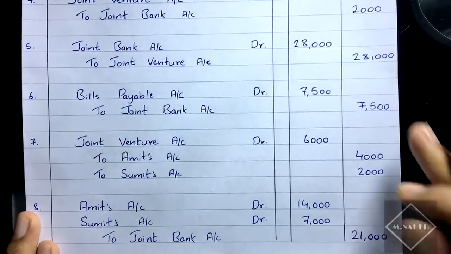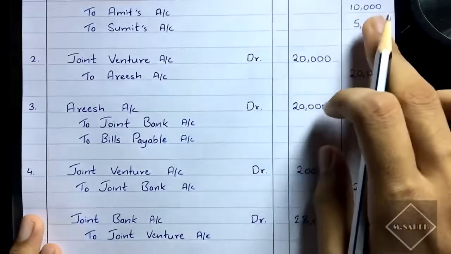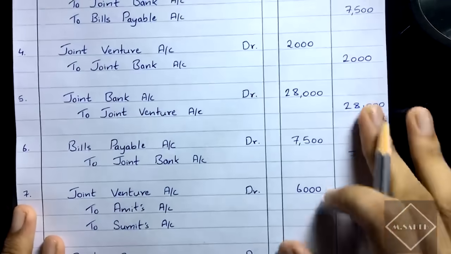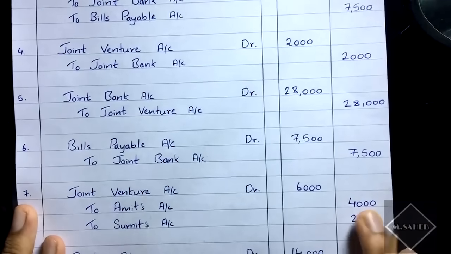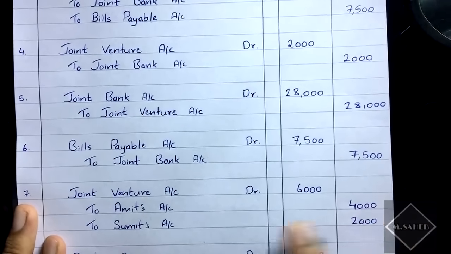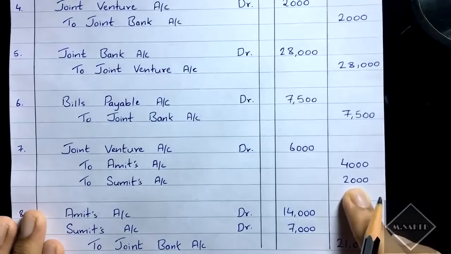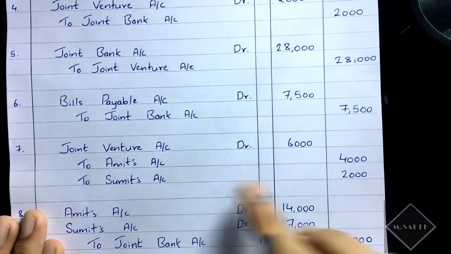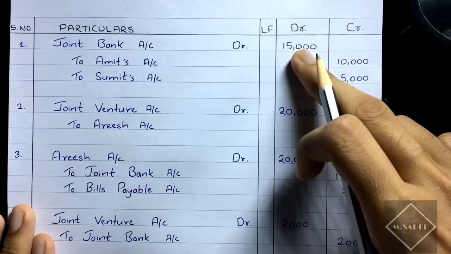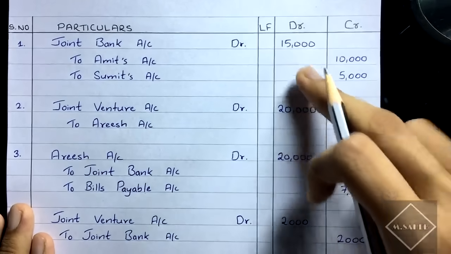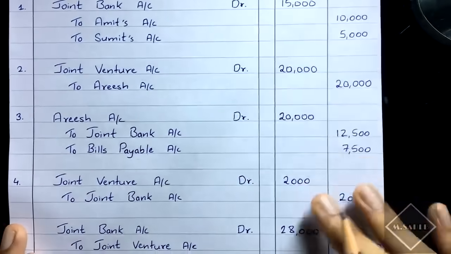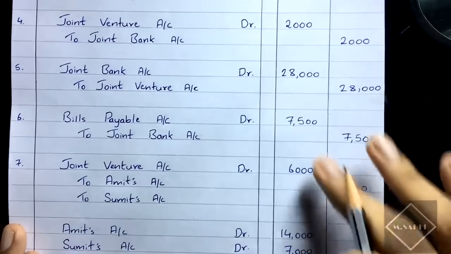So now there is this much amount in Amit's account. There is 10,000 plus this 4,000. So 14,000 is there in the capital account of Amit, and in Sumit's account there is 5,000 and here 2,000 profit. So total 7,000 is there in Sumit's account on the credit side. Okay, on the credit side. So on the debit side there is nothing. It is zero. See, there are no debit amounts in the co-venturers' account. See, only credit is there.